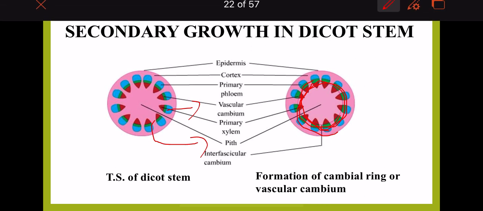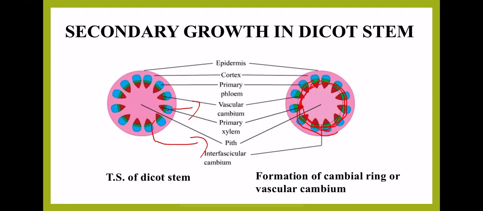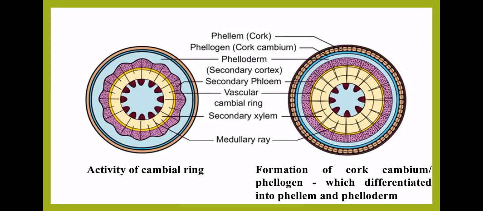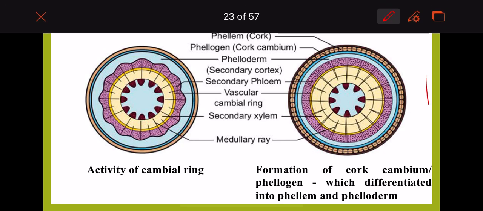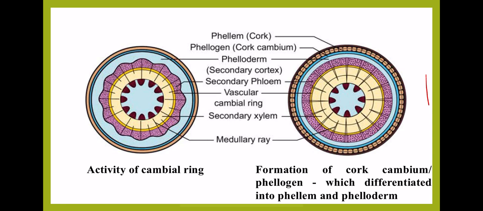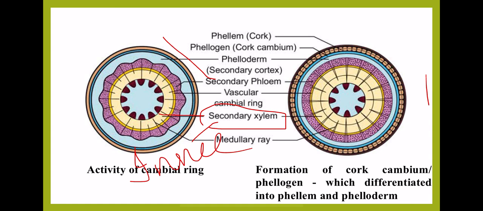After formation of the cambial ring, it undergoes active division, and while dividing, some of the cells are cut off towards the inner side and towards the outer side. The cells cut off towards the inner side form secondary xylem, and on the outer side, secondary phloem. So far we have studied the formation of vascular cambium.